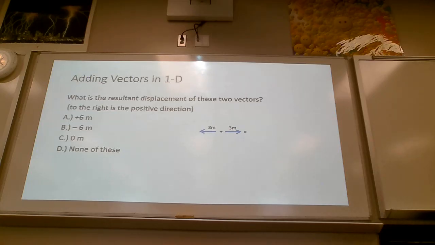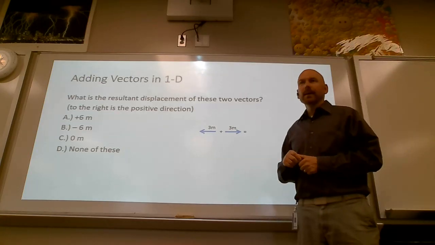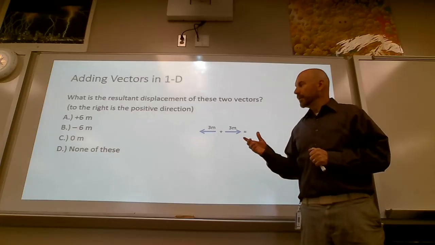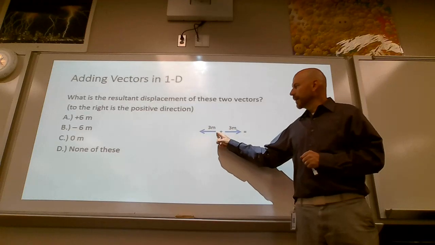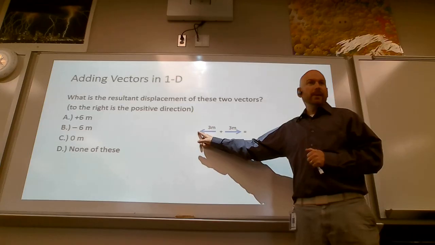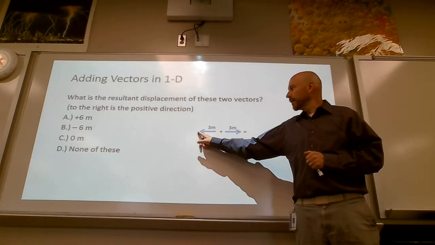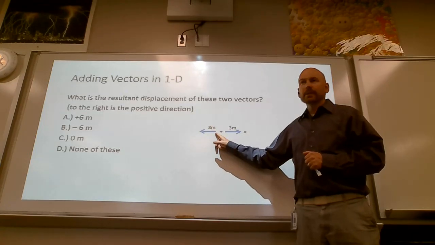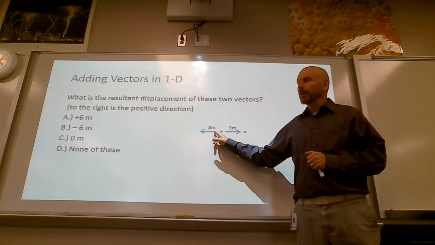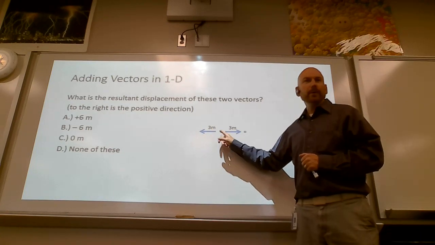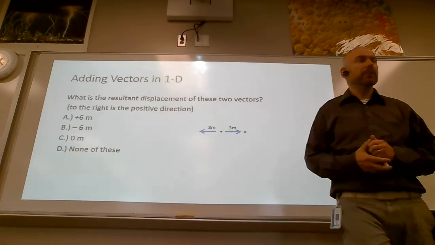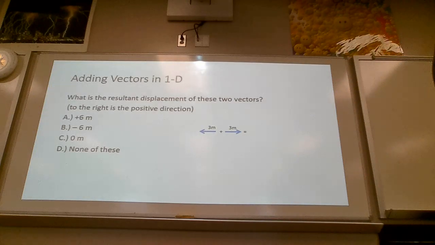Correct answer is C. Okay. Here's the story. You walk 3 meters west, and then you walk 3 meters east, or 3 meters to the left, then you walk 3 meters back to the right. Your resultant displacement would be 0. You ended up back where you started. Okay, that's one application.